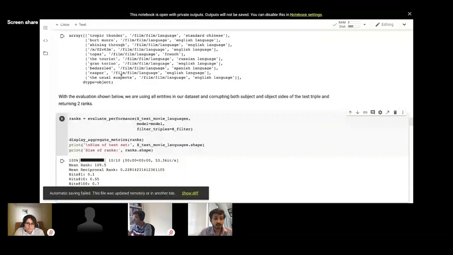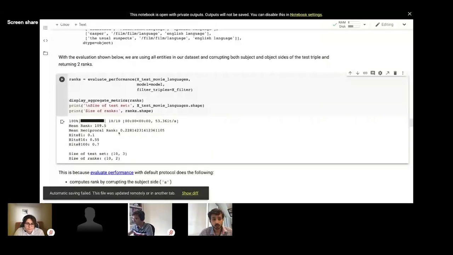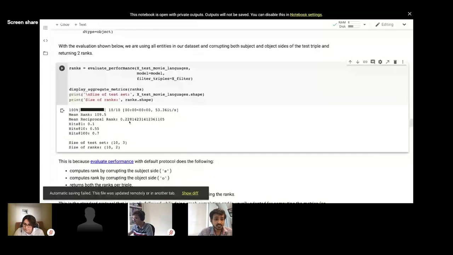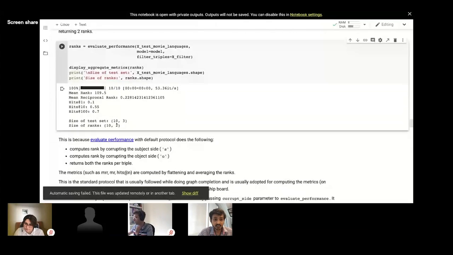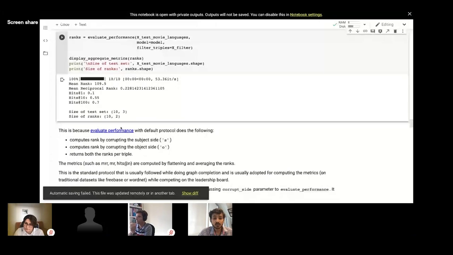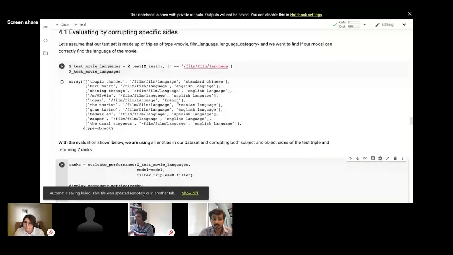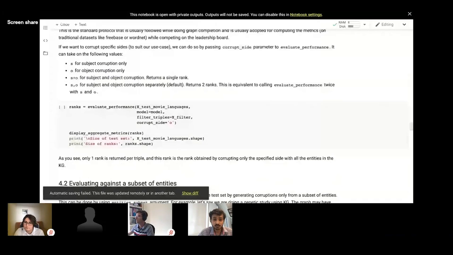And you see that you get an MRR score of around 0.22. We have 10 triples in our test set, and you get ranks of size 10,2. So per triple, you get two ranks, that's subject side corruption and object side corruption, right? Sometimes we may not want to do this. In this case, I want to corrupt only the language side because I want to find out the language of this film. So AmpliGraph provides a way to do this. You can use the corrupt side argument, and you can specify which side to corrupt. By default, it uses s,o, it corrupts subject and object, and it returns two ranks.